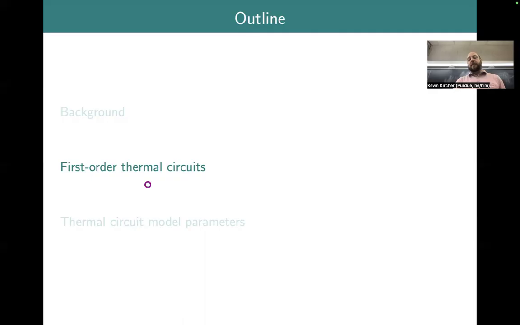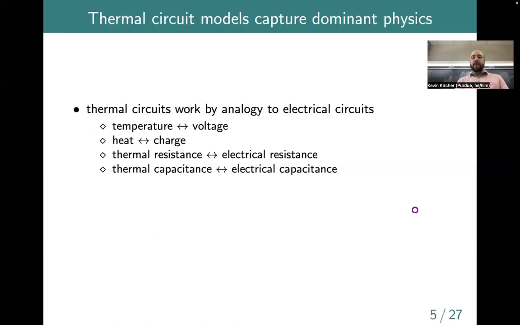So we'll talk about basically the structure of the equations, similar to how we started talking about batteries, right? We wrote down a fairly simple differential equation, and then we will talk about how to get the parameters that go into those models. And we'll talk about a couple different approaches here.